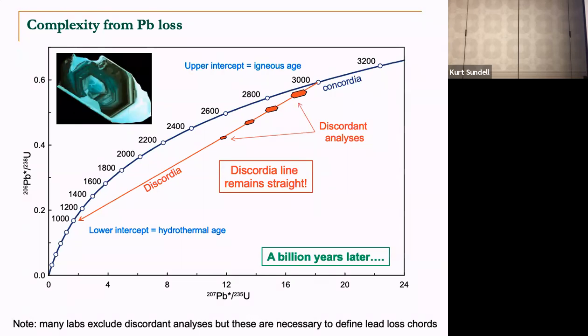Two notes here. One is that we get a lot of users coming through our lab and they get really sad when they see this. And they say, oh, I just wanted concordant analyses. I wanted to know the age. You're getting two ages for the price of one. This is super cool. This is really awesome stuff. So don't get discouraged if you see this. This is actually really powerful. The other thing to note is that many labs exclude discordant analyses. We're going to talk about this in a minute here. But oftentimes these analyses will not be reported in your data table. So if you're trying to make lead loss chords, make sure you go check in the full data table rather than the fully reduced data table.